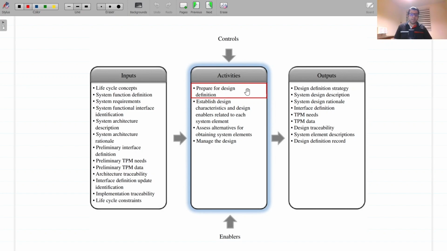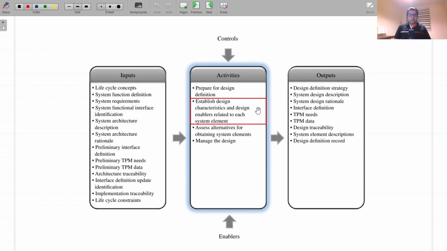Identify the applicable types of design characteristics for each system element, considering the technologies that will be applied. Periodically assess the design characteristics and adjust as the system architecture evolves. Define and document the design definition strategy, including the need for and requirements of any enabling systems, products, or services. Establish design characteristics and design enablers related to each system element.